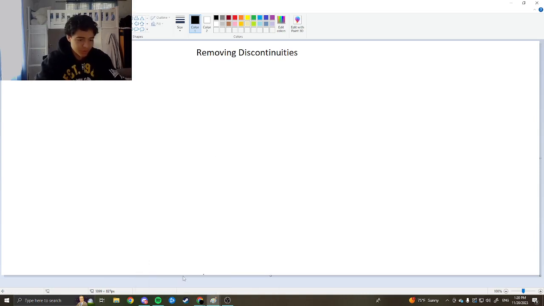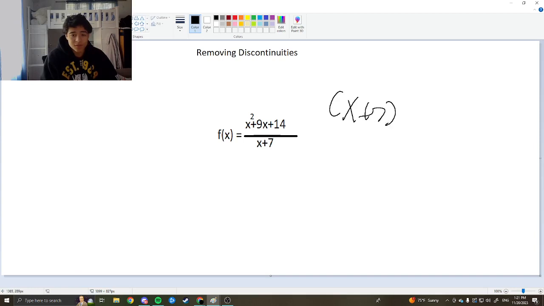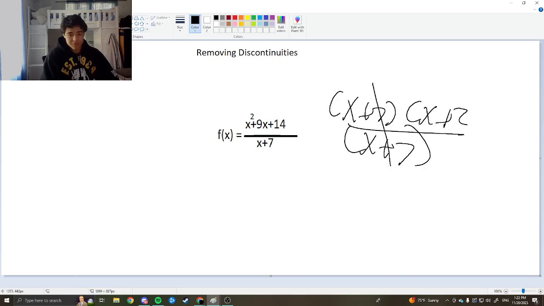So we're going to look at two example problems real quick. But what does filling the hole in mean? We have this problem right here: x squared plus 9x plus 14 over x plus 7. If you factor the top, you get x plus 7 and x plus 2 over x plus 7. You see these 7's cancel out, and there's going to be a hole at x equals negative 7. The function keeps going, but if we wanted to make this continuous, we would have to fill this hole in and put a point here. But how would we find what point that is?